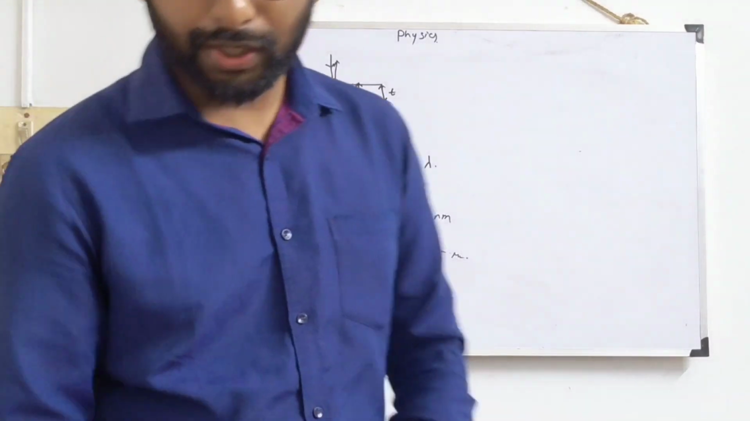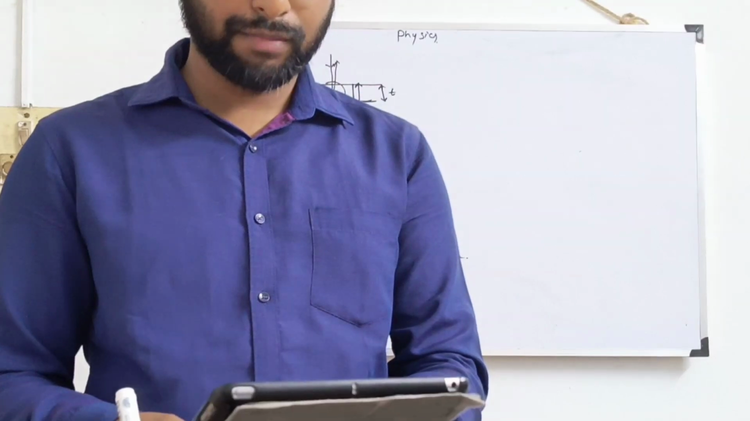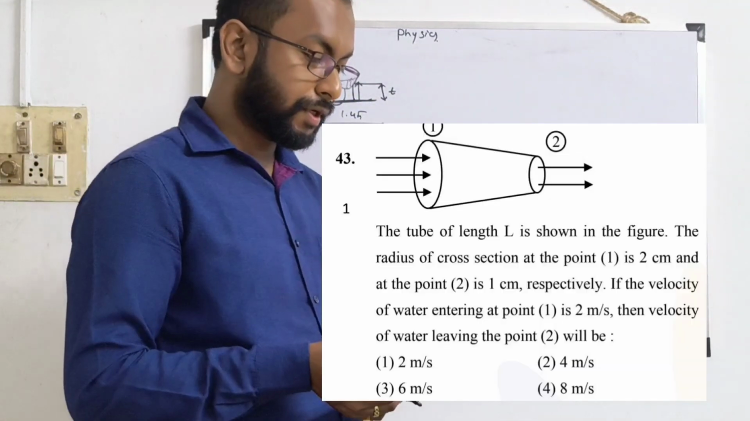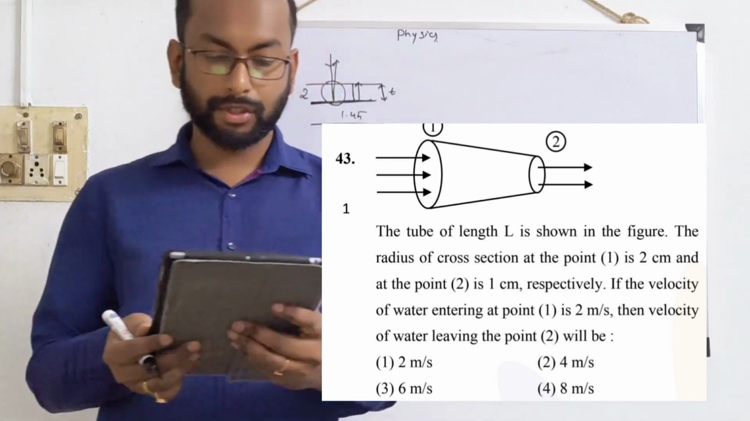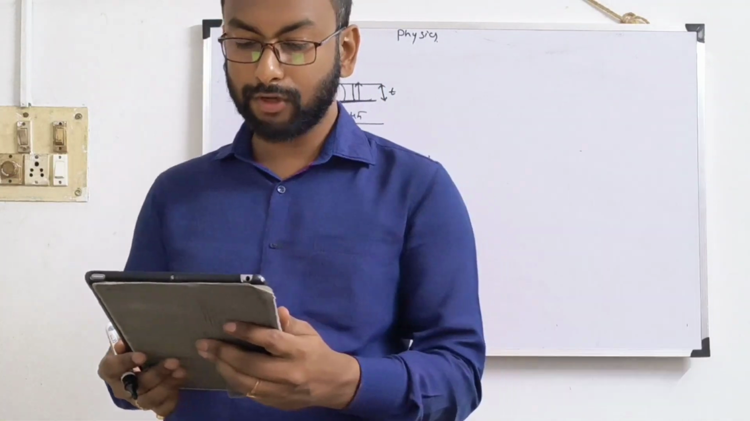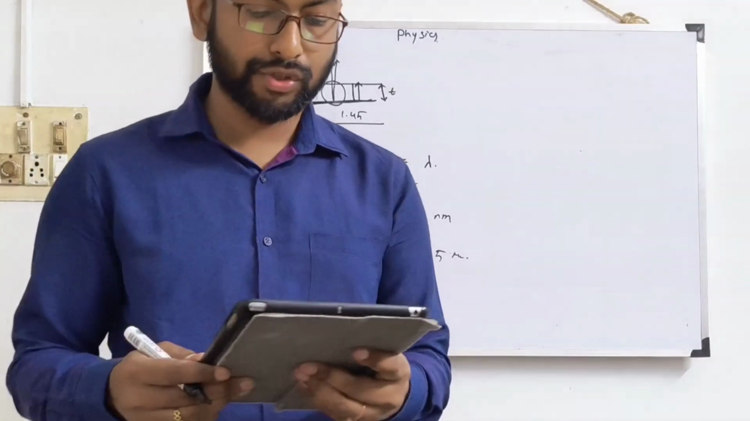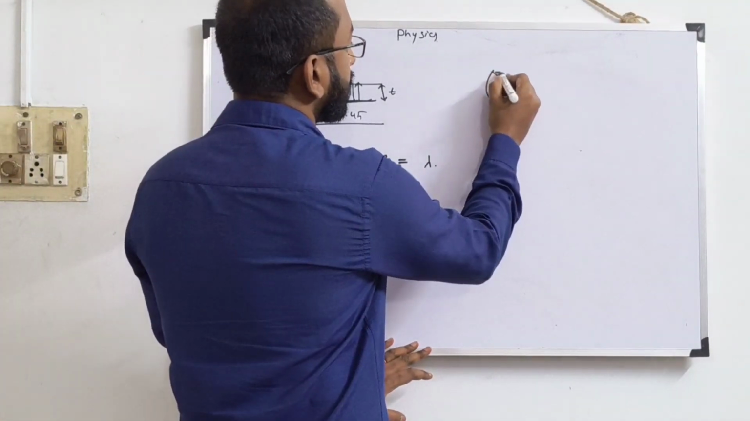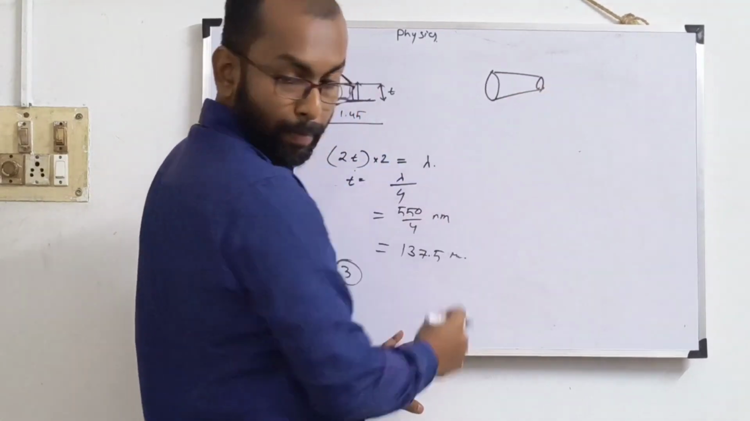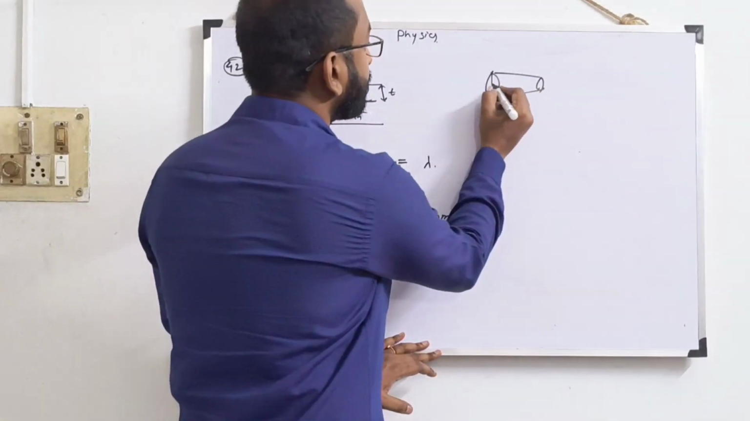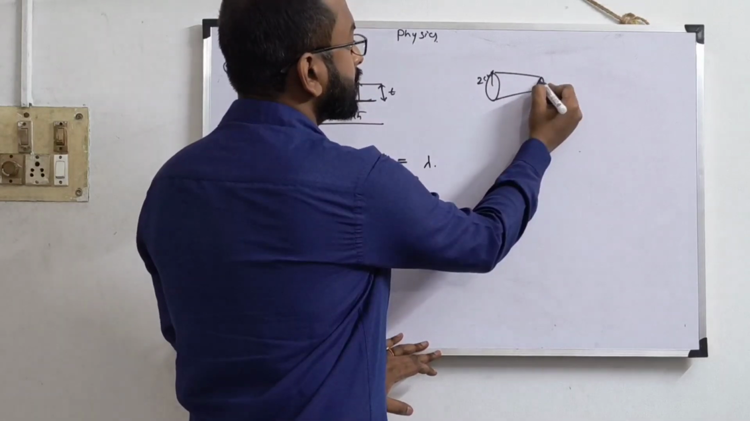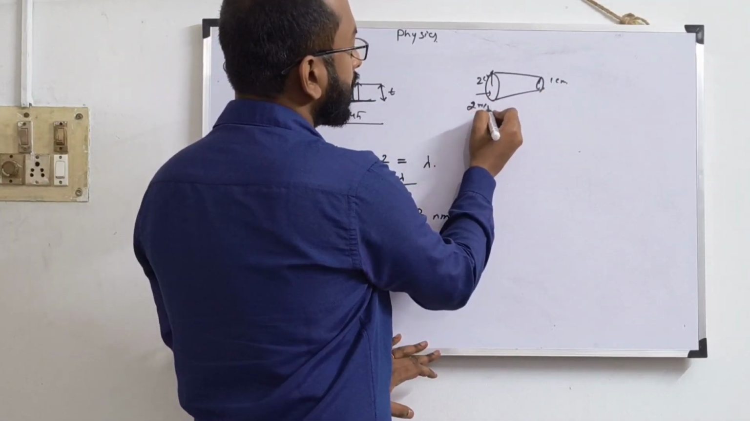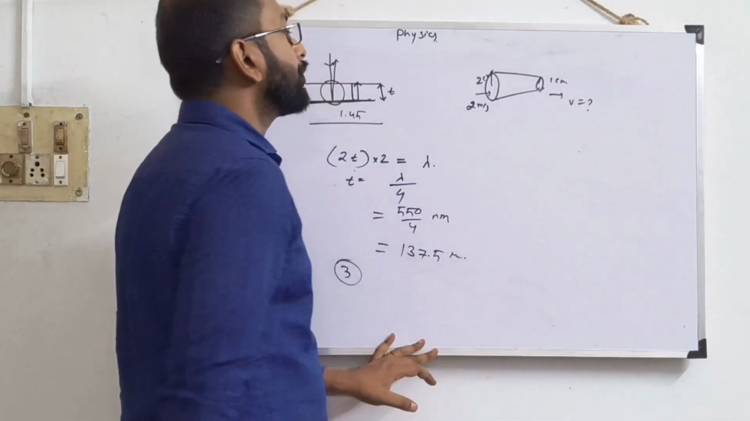The next question they have asked, okay, this is a very simple question from fluid mechanics. Tube of length L shown in the figure, the radius of the cross section at point 1 is 2 cm and point 2 is 1 cm respectively. The velocity of water entering point 1 is 2, water leaving the point 2. So they have given some kind of arrangement like this. So here the 2 cm, that is the radius, here 1 cm, and here the velocity is 2 meter per second. Here you have to find out what is the velocity. That is the question actually.